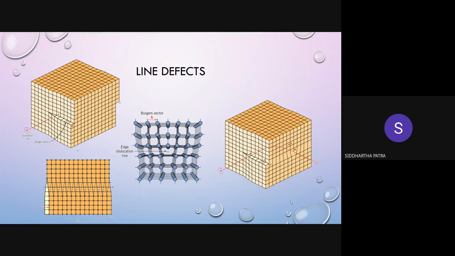So that is with the edge dislocation. The picture on the right is called a screw dislocation. And you see a sort of tearing effect happening across the crystal, and that essentially is creating the dislocation that we are talking about.